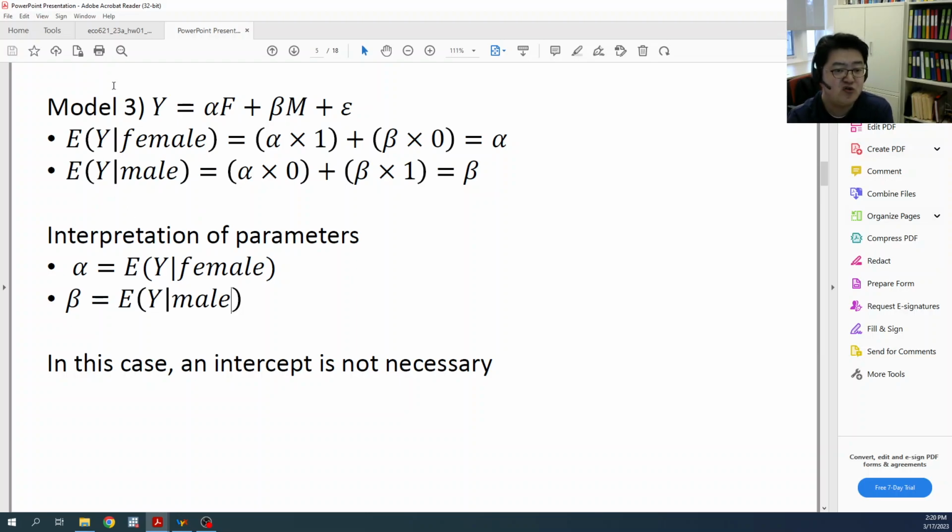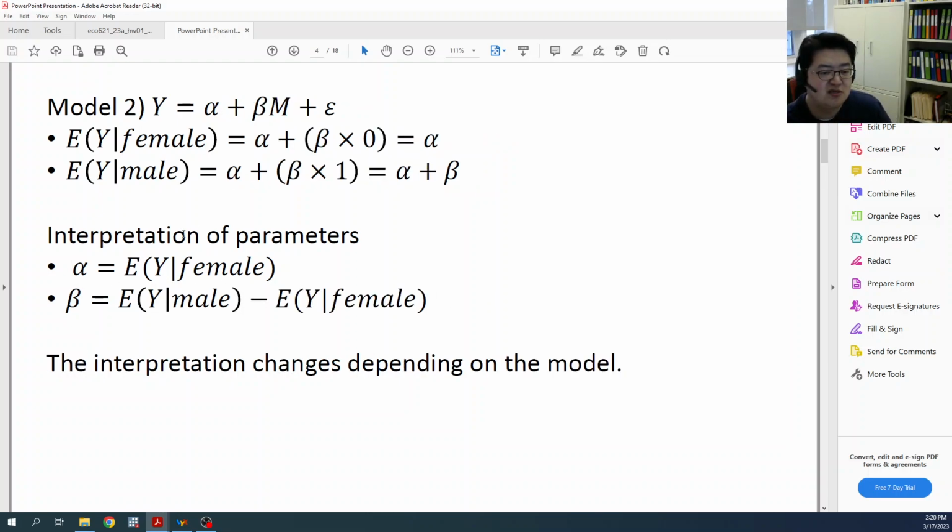Still, even if you estimate this model, you can calculate the difference between them. That is possible, but the main problem is calculating the standard deviation. Calculating the standard deviation is a little more complicated, but Stata has a built-in command for that. But that's just an unnecessary extra step, which can be avoided if you use a different model.